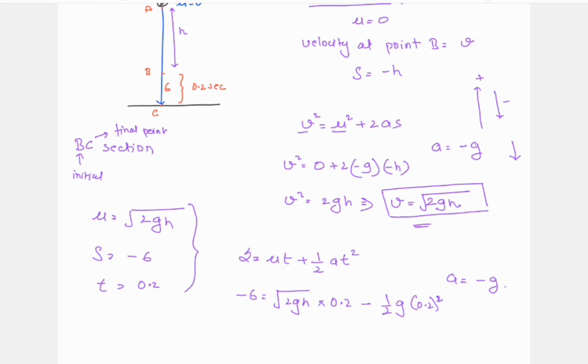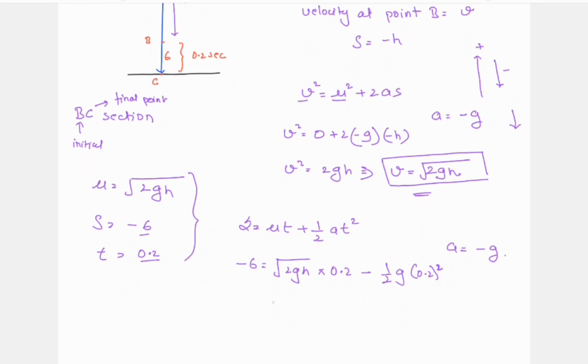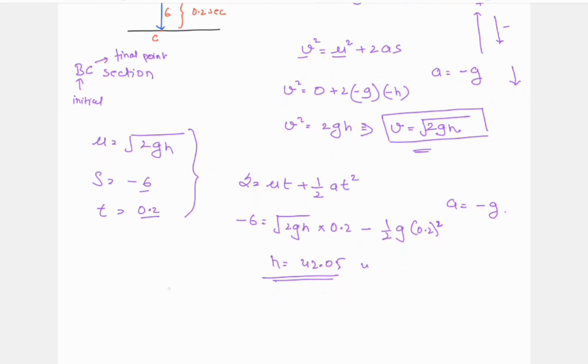I am discussing the BC section, na? Time taken to travel the 6 distance is 0.2, na? That's why I have put the values like this. Okay. Now from here, if you calculate, you will get h is equal to 42.05 meters. Then what is the actual height of the ball from the ground?